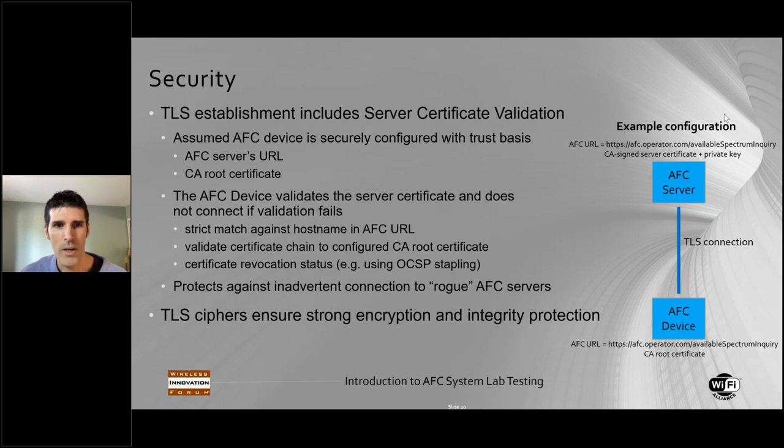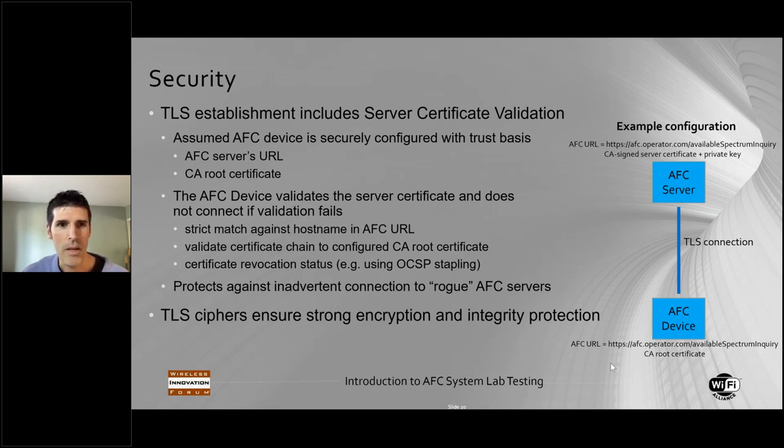So there's two parts to that. One is the URL that I mentioned before, and the other is some kind of root certificate trust base, so CA root cert. And then obviously the AFC server at the top is configured to host the same URL, and it has a public-private key pair with a server certificate, which is signed by that CA. And the specification requires the device to validate the server certificate that the AFC server provides during that TLS establishment, and to not connect if the validation fails.